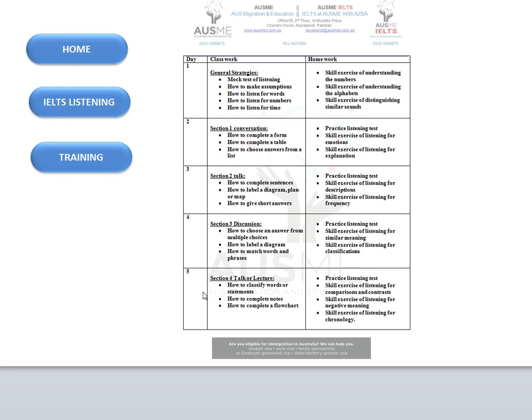So for day 5, you will work on section 4, which is a talk or a lecture, as it's a monologue for an academic style audio. In that, we'll teach you how to classify words or statements, how you understand them, and how to complete notes and even flowcharts. Sometimes there are chances that you can even get a timeline. So timelines and flowcharts are kind of similar if you think about it, because you'll have blanks and they link into the next one.